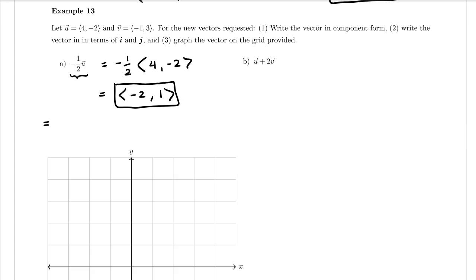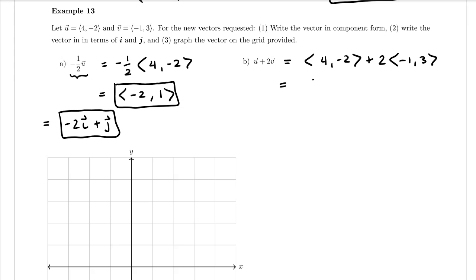Then in terms of i and j, that would be negative 2 times vector i plus, we could put 1 times j, or we could just put vector j like that. Either is fine. And then we want to go ahead and graph that. So let's move on to part B, and then we'll do both graphs together. So here, vector u is <4, -2>. And then I want to add this with 2 times the vector <-1, 3>. I'm going to start off by multiplying. So we get <-2, 6>.